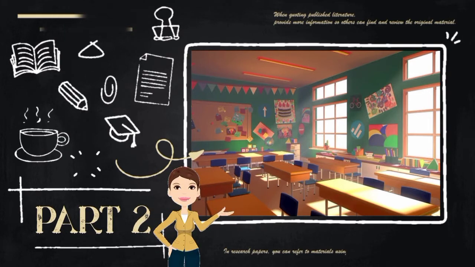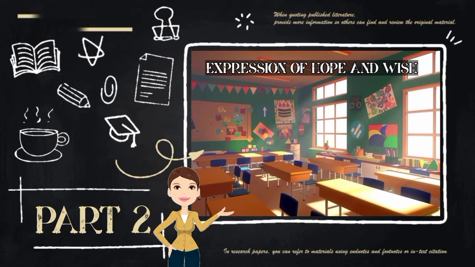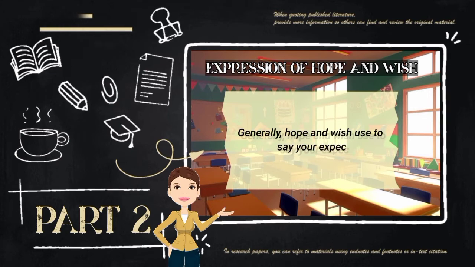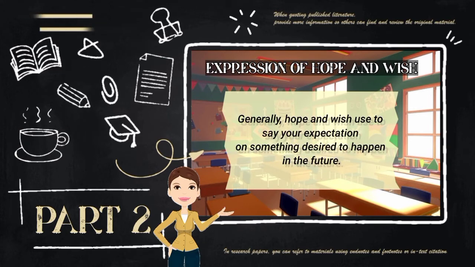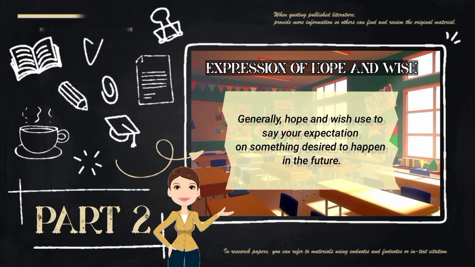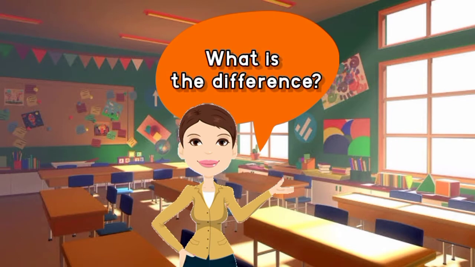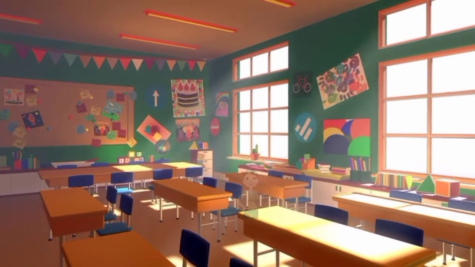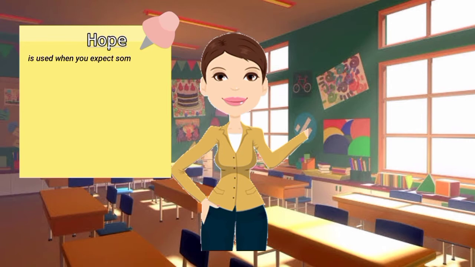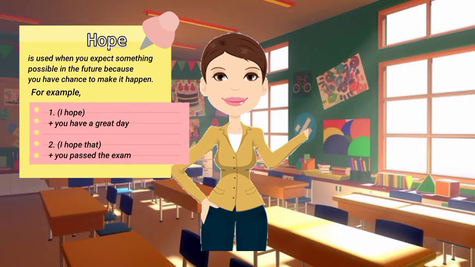For the second part is expression of hope and wish. Generally, hope and wish are used to say your expectation of something desired to happen in the future. So, what is the difference? Hope is used when you expect something possible in the future because you have a chance to make it happen. For example, first, I hope you have a great day. Second, I hope that you pass the exam.